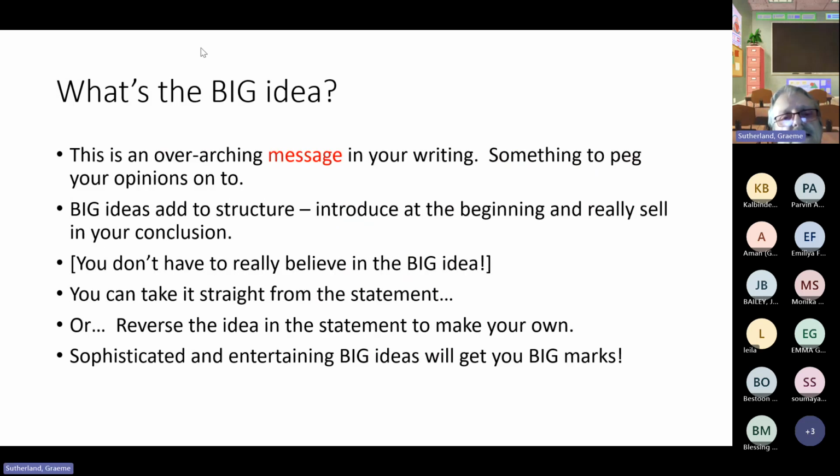The big idea is the overarching message in your writing. Now, that's different from fiction, which doesn't tend to have an obvious message. But when you're writing non-fiction, if you're writing travel writing, it's about why did I go here and what did I experience? If you're writing an argument about homework is good or bad, you need to have a point of view. So what is it that you're trying to say in your piece of writing?